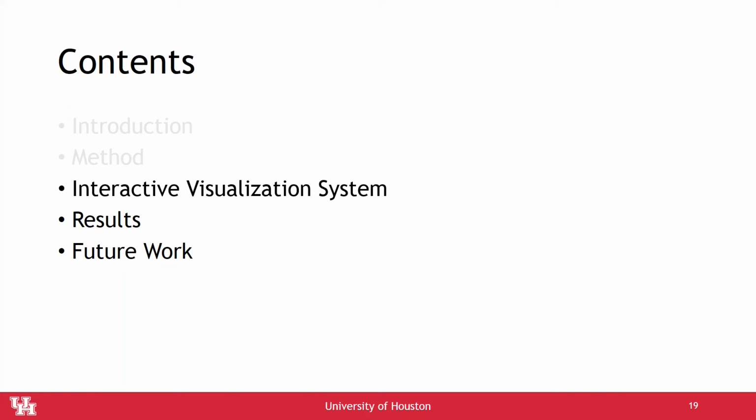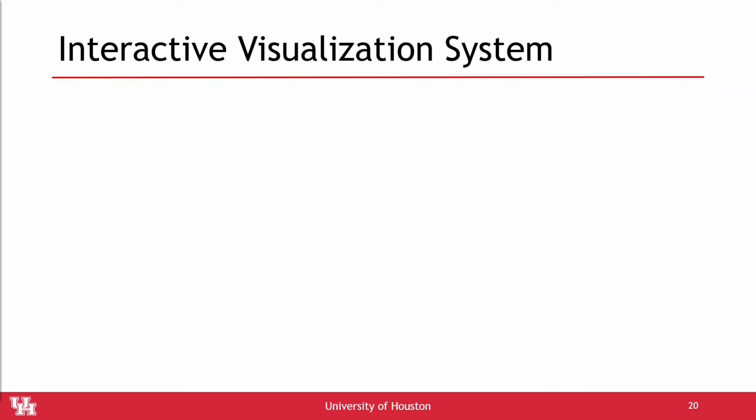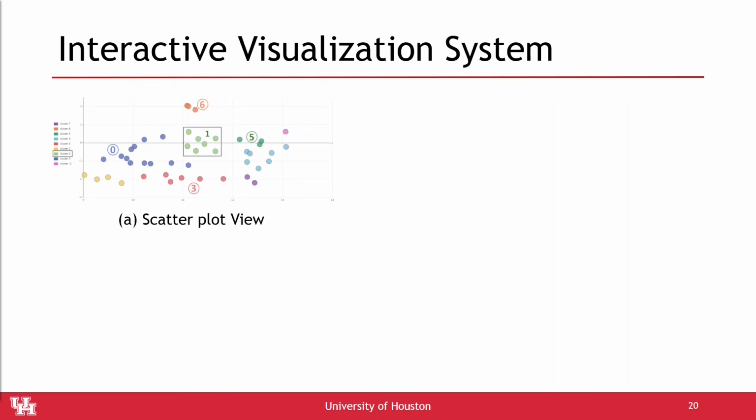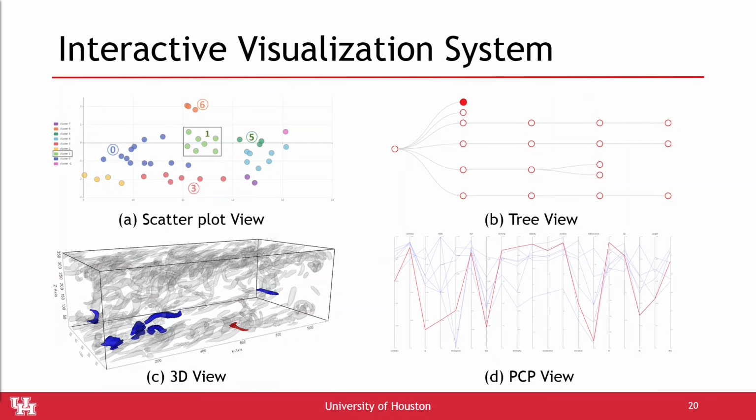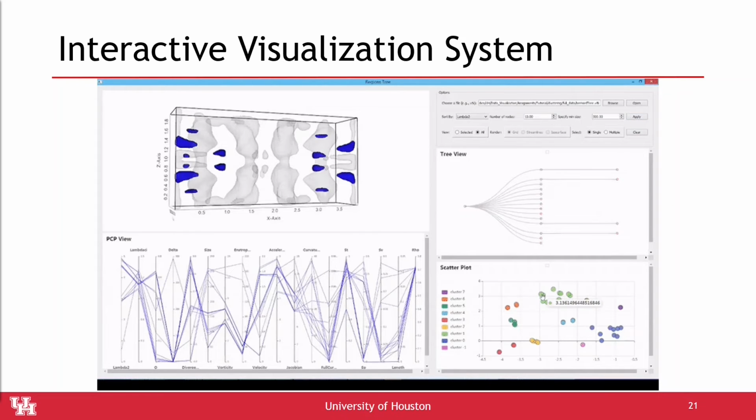Now we shed some light on our interactive visualization system. Our interactive visualization system consists of multiple linked views. Scatterplot view is used to visualize and interact with clustering results. The tree view is used to explore the splitting relation and hierarchy of vortices. 3D view is used to visualize and interact with vortices in the volume. The PCP view is used for statistical study and, as mentioned earlier, to shortlist a subset of features to perform clustering. This figure shows our interactive visualization system in action. After loading the necessary files, the user can use multiple controls and views to explore the results.